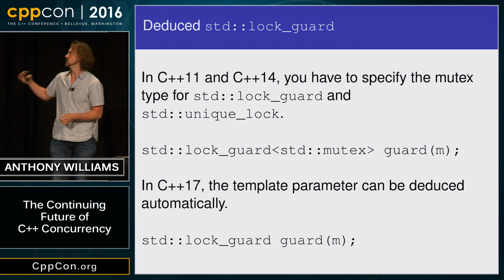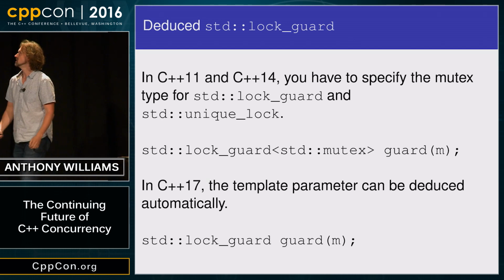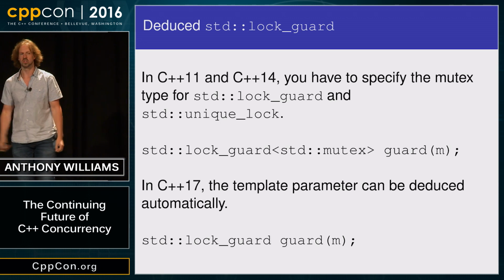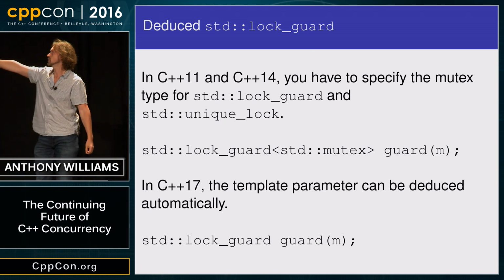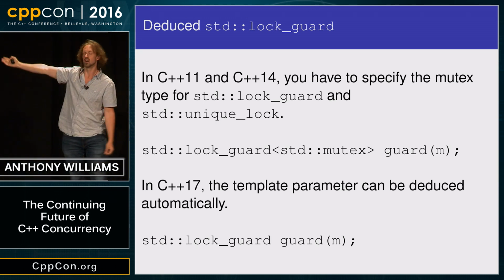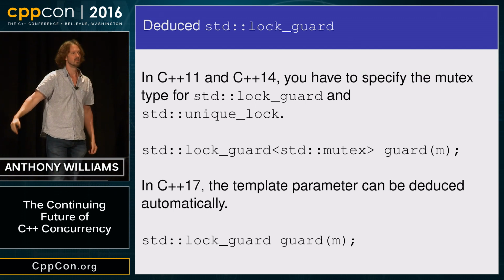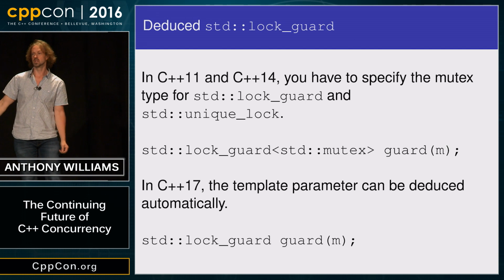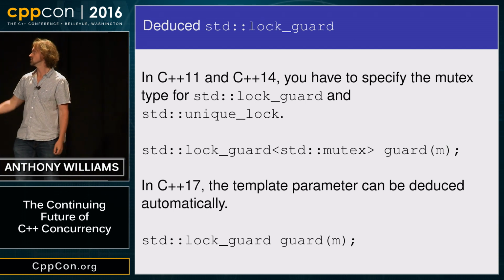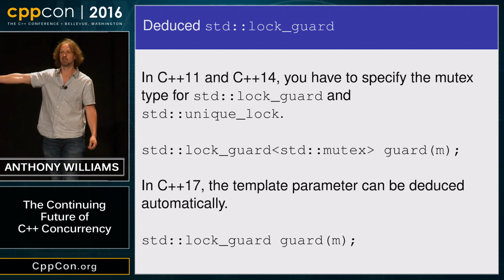And like I said, C++17 also gives us this implicit deduction. So you can still specify standard lock guard of standard mutex, and it just works, that's fine. But you can also omit that now. The class template type deduction means you can just say standard lock guard, no template parameters.